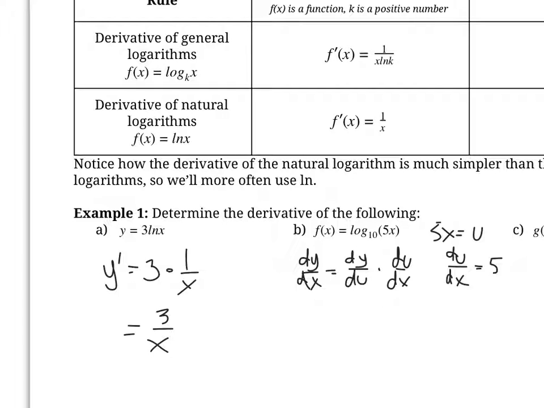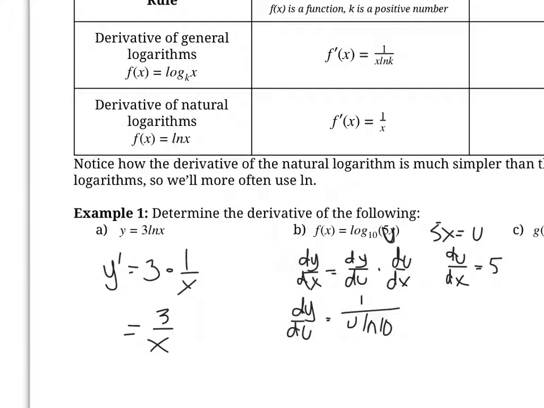So we just need to find the derivative of y with respect to u. That's basically f prime of u, just like if we replace that with a u. And the derivative of that, if we look at our pattern from above, is going to be 1 over u, essentially that thing in the bottom, times ln of 10.